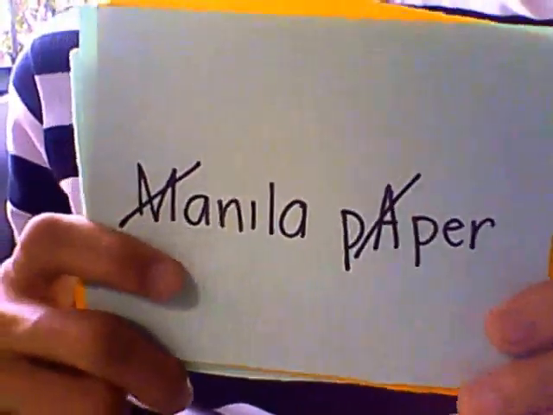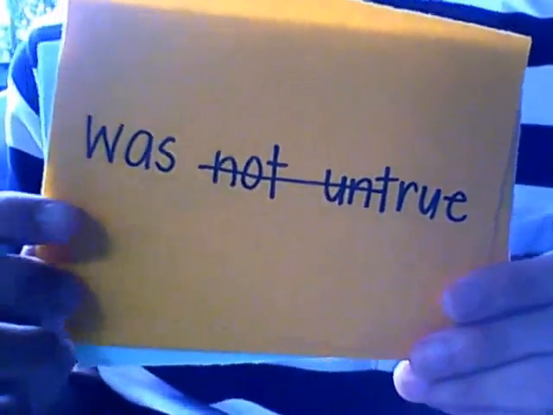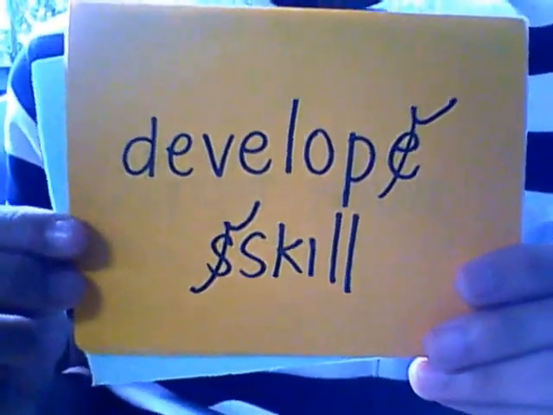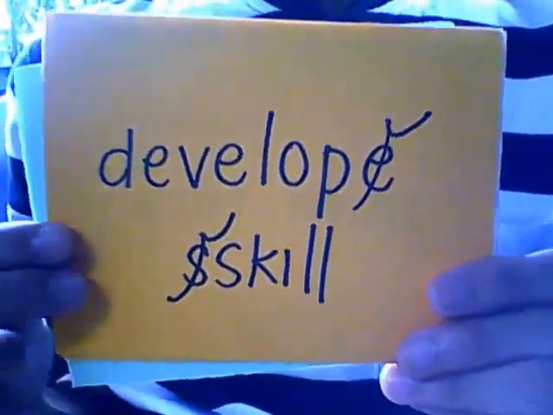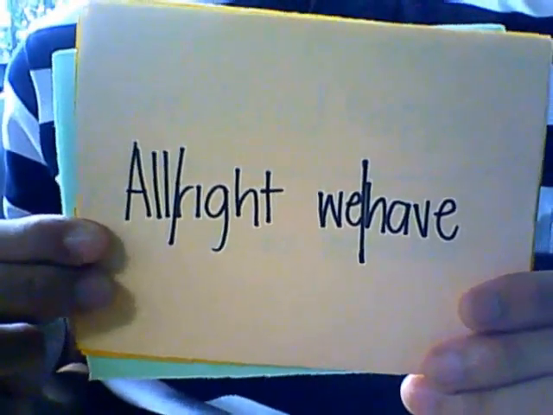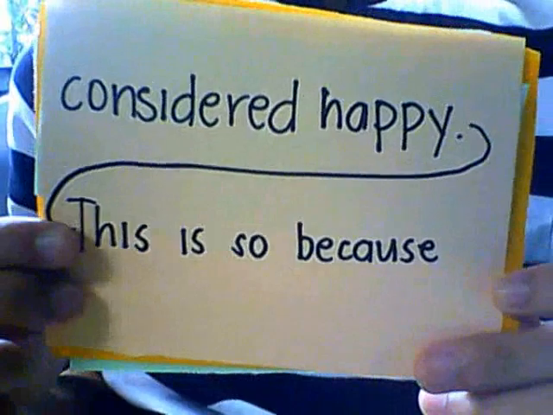Manila paper. Lowercase. Manila paper. Was not untrue. Delete. Was true. Judgment. Delete letter within judgment. Develop skill. Delete letter before or after word. Develop skill. Alright, we have time. Insert space. Alright, we have. Considered happy. This is so because. Run in copy.